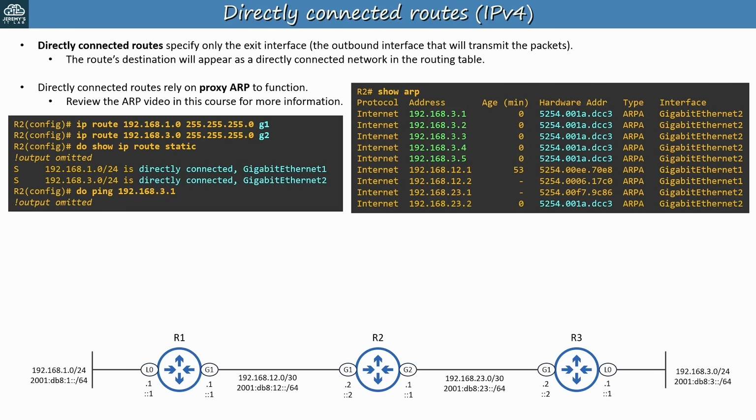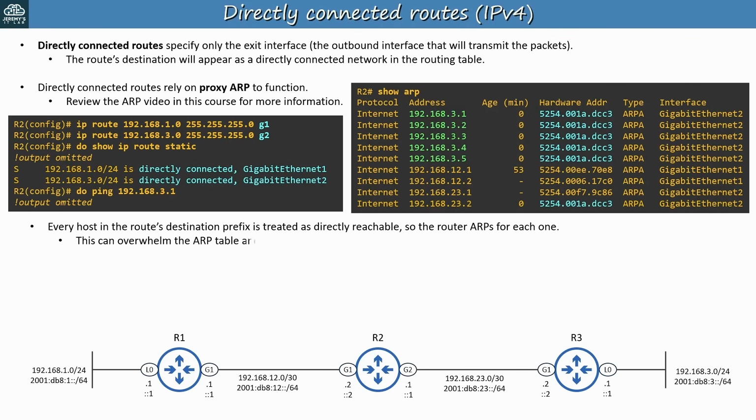Looking at R2's ARP table, you can see a big problem with directly connected static routes. Every host in the route's destination prefix is treated as directly reachable, so the router ARPs for every single one. Instead of just using ARP to learn the next hop MAC address, R2 ARPs for each IP address in the 3.0/24 subnet. This can overwhelm the ARP table and CPU. In a small network like this, it's not an issue at all.